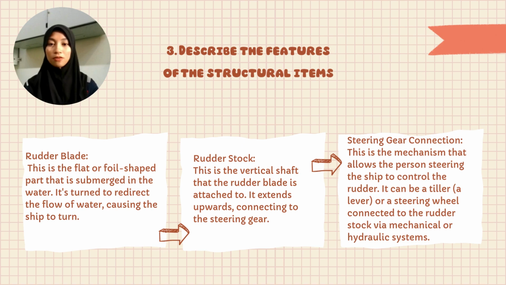For the features of a rudder, first it has a blade. This is the flat or foil-shaped part that is submerged in the water. It turns to redirect the flow of water, causing the ship to turn. Second one is the rudder stock. This is the vertical shaft that the rudder blade is attached to. It extends upward, connecting to the steering gear. For the last one, the steering gear connection. This is the mechanism that allows the person steering the ship to control the rudder. It can be a tiller, a lever, or the steering wheel connected to the rudder stock via a mechanical or hydraulic system.